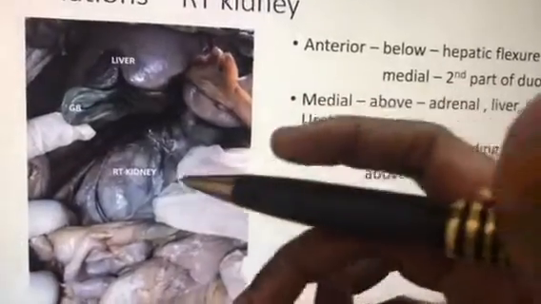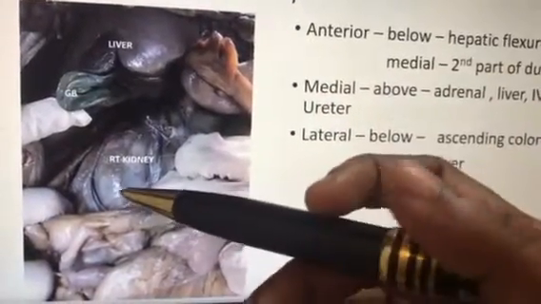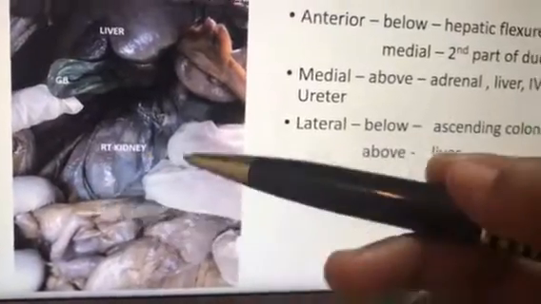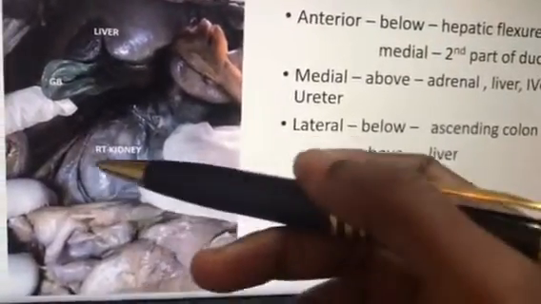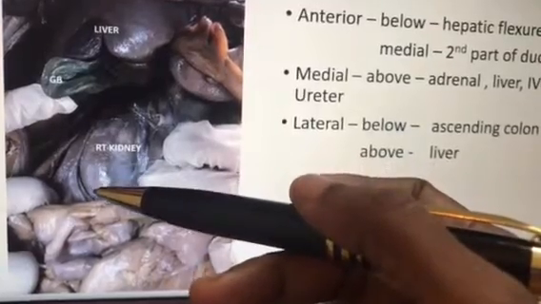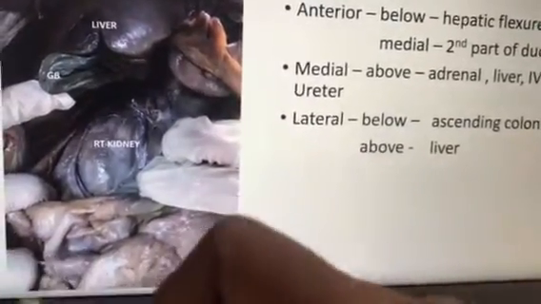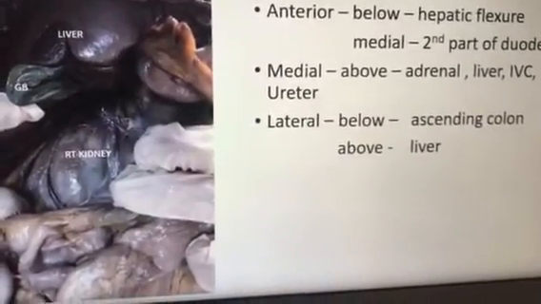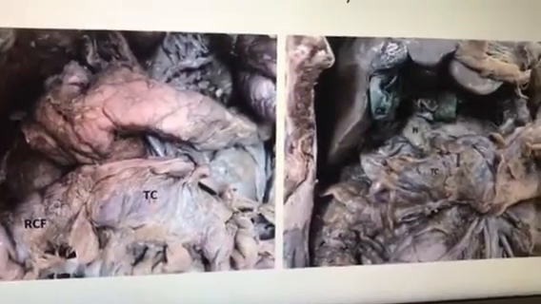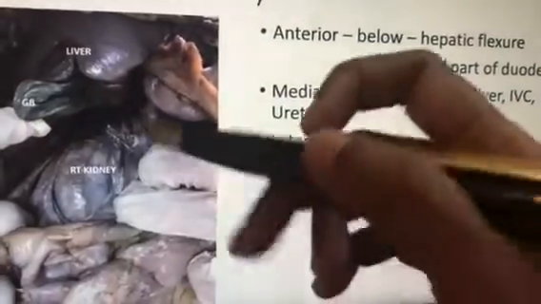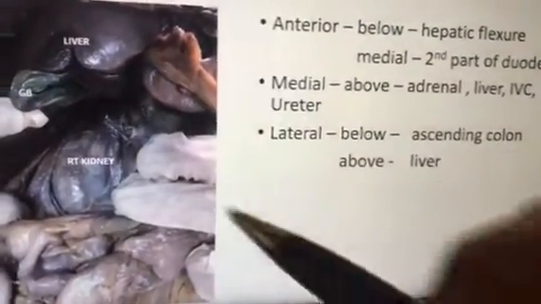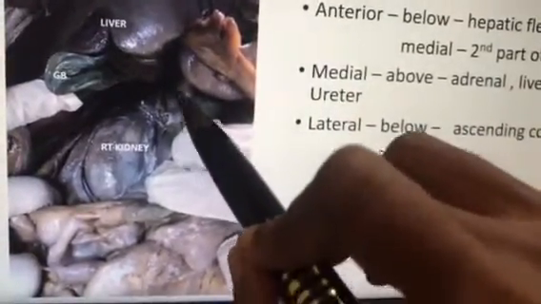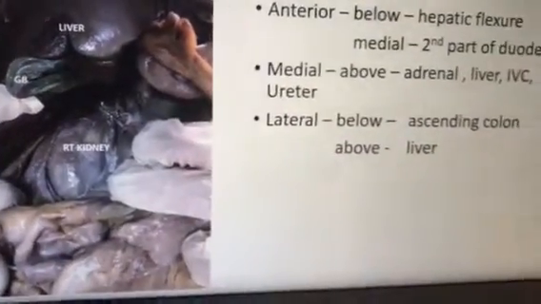Next is relations, very simple and very easy relations. Okay, on the right side, which flexure will be coming? Yeah, of course, the hepatic flexure will be coming anteriorly, and laterally you have which colon? Ascending colon will be there. And then medially you have the next important structures, your IVC, liver, everything will be there medially. Can you see that? Liver is coming here, and then your important vein, inferior vena cava, is coming here, right?